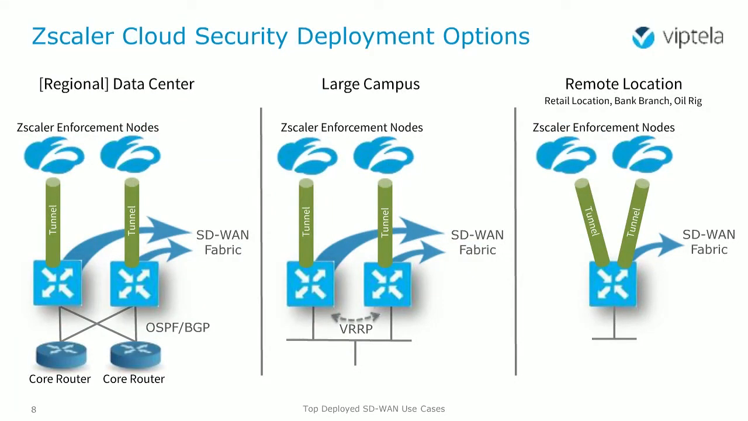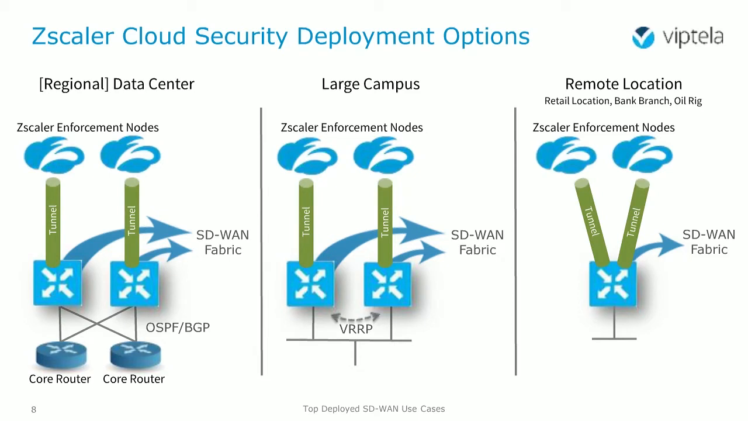Now, what are the deployment options for the Zscaler cloud security, right? And here you have a choice. It depends on how your site is built. If you're looking at data centers or regional data centers, you're mostly talking about two SD-WAN appliances that have connectivity into the SD-WAN fabric, also have connectivity into your core routing infrastructure and integrate with OSPF or BGP or both into the core infrastructure, and each device is provisioned with a tunnel into the Zscaler enforcement nodes. That deployment is best fit for regional data centers or main data centers or maybe very large campuses, right?